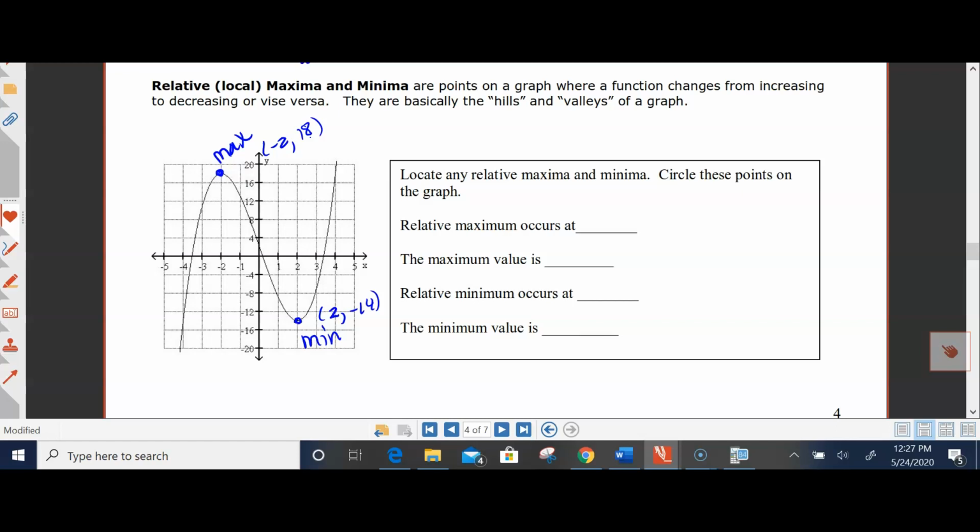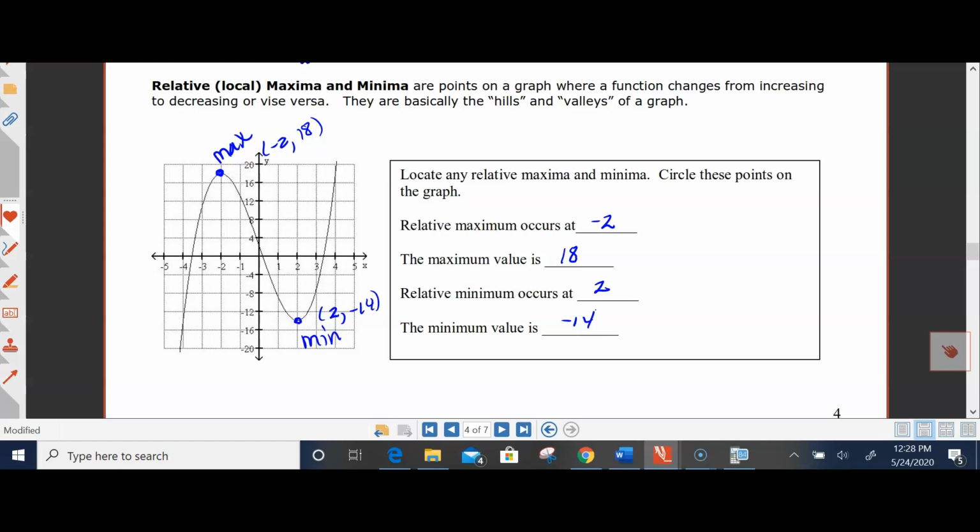Those are our relative maxima and minima, a hill and a valley. So this maximum value occurs at negative 2, and the maximum value is 18. So it occurs at negative 2, and the highest it goes is 18. The minimum occurs at 2, and the minimum value is negative 14.